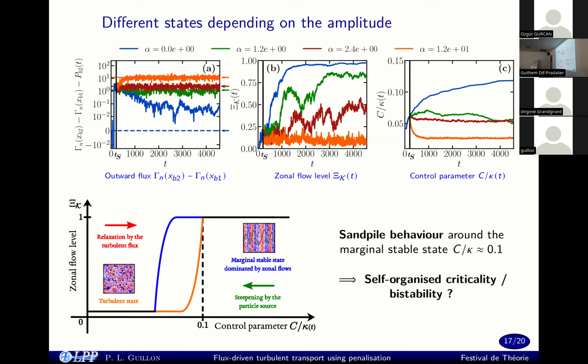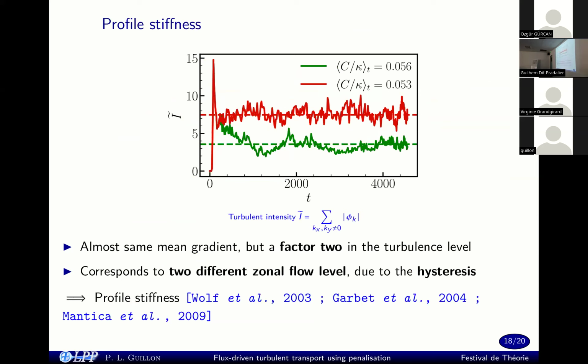On the contrary, for the moderate source amplitude, we never form those strong zonal flows, and it remains below the transition point. And both simulations end with roughly the same mean value. And this last observation is somehow similar to what is called profile stiffness, which is observed experimentally, where close to the marginality, we can observe with very similar mean gradients different turbulent intensity. And in our case, for the low source amplitude in green and the moderate source amplitude in red, we see that there is a factor 2 in the turbulent level, while the mean gradients are very similar.